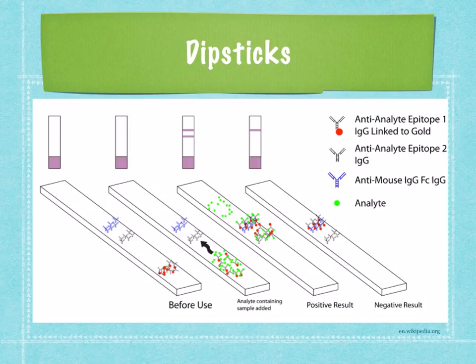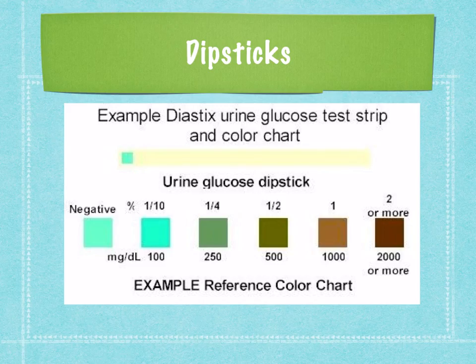Okay, let's have a look at dipsticks. These are strips of card or plastic with immobilized enzymes on the surface. An example would be to test for glucose.